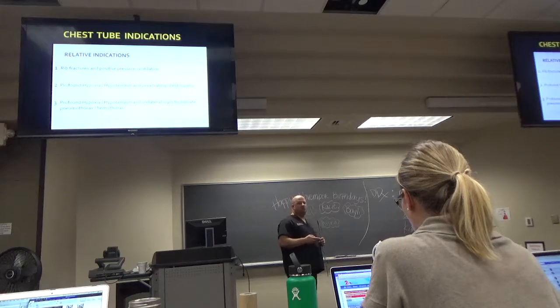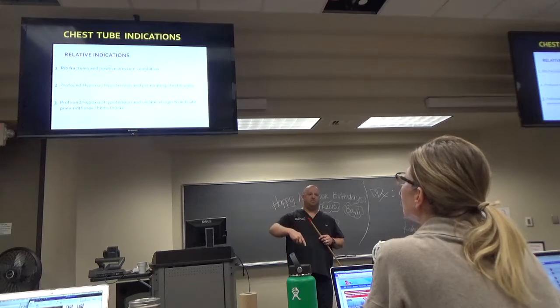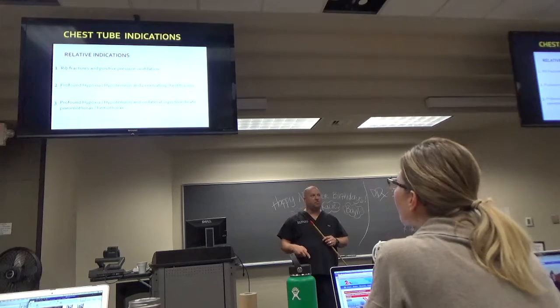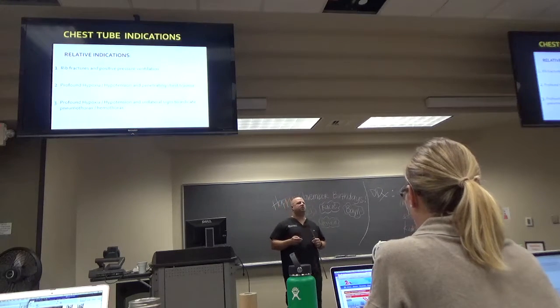Relative indications, so obviously somebody has a pneumothorax that you're going to put on a ventilator. Okay, so people with rib fractures put on positive pressure ventilation can get a tension pneumothorax. Okay? People who are profoundly hypoxic, hypotension, penetrating chest trauma.